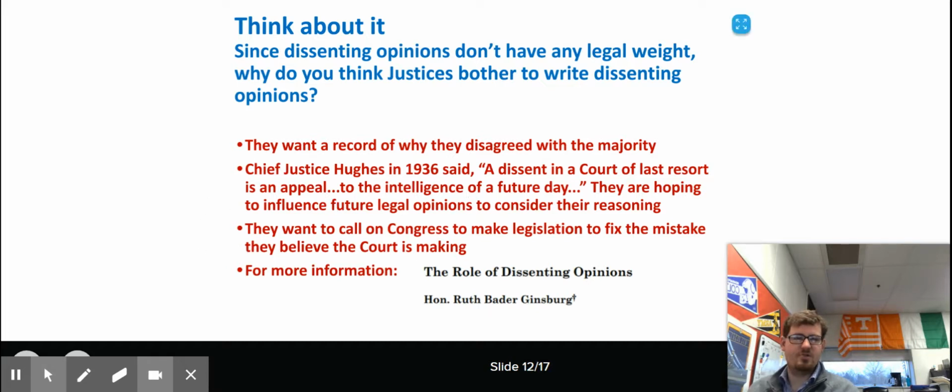Dissents can also be used to push Congress to change legislation. A lot of the times they'll rule that there needs to be changes made at the congressional level, and so they'll try and kick stuff their way. Ruth Bader Ginsburg became very well known for her dissenting opinions. So if you want to know more about dissenting opinions, click the link and learn a little bit more about it. It's not very long. It's got a short video here from the late Ruth Bader Ginsburg.